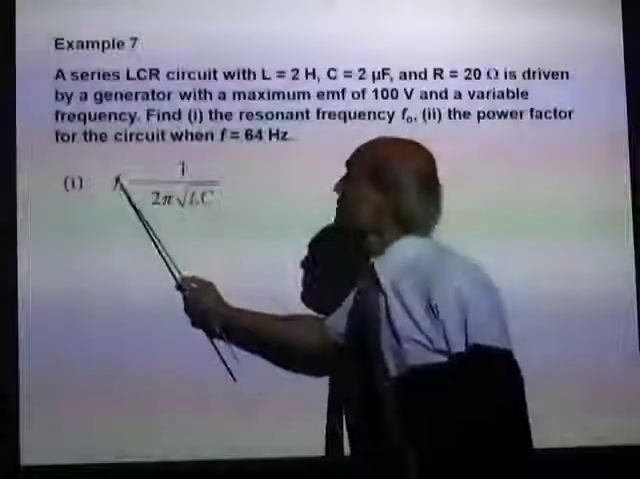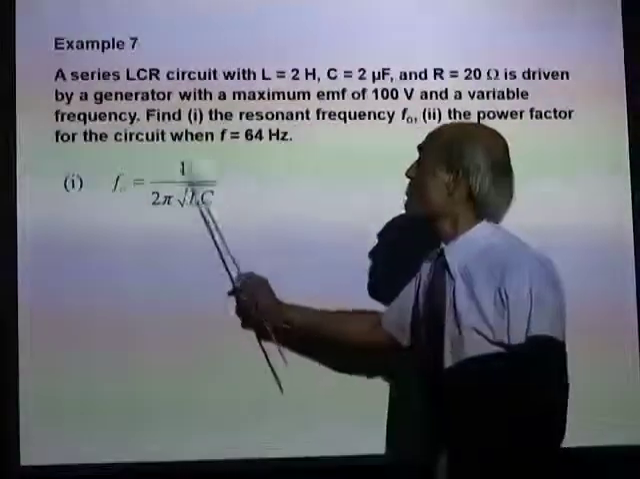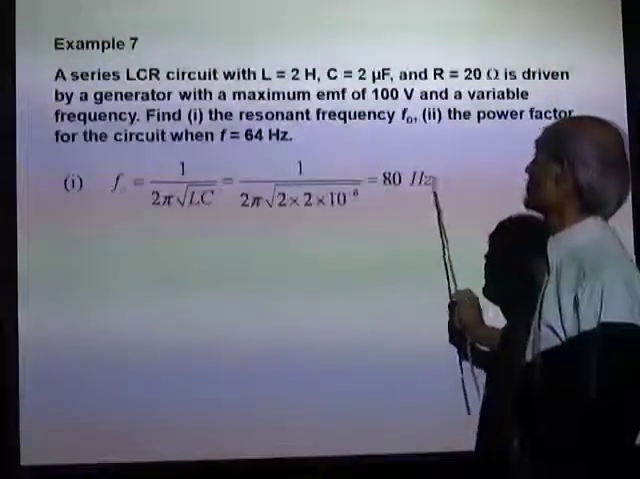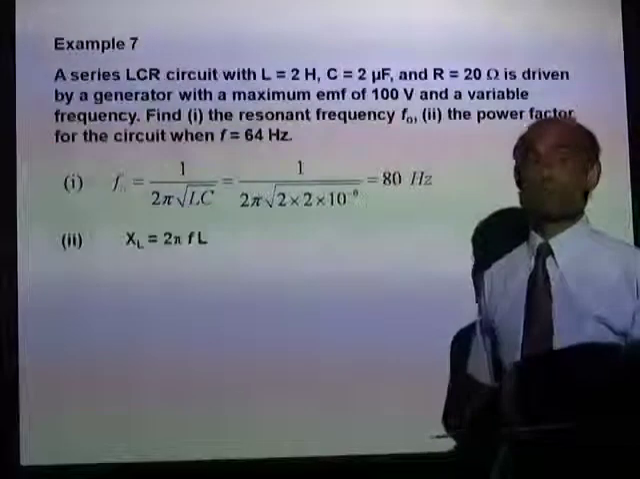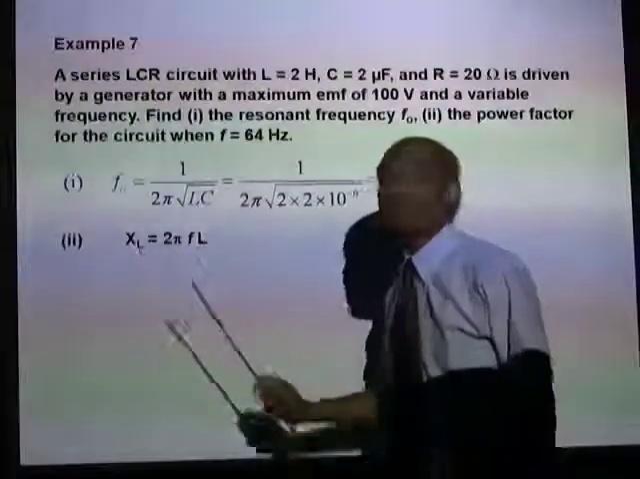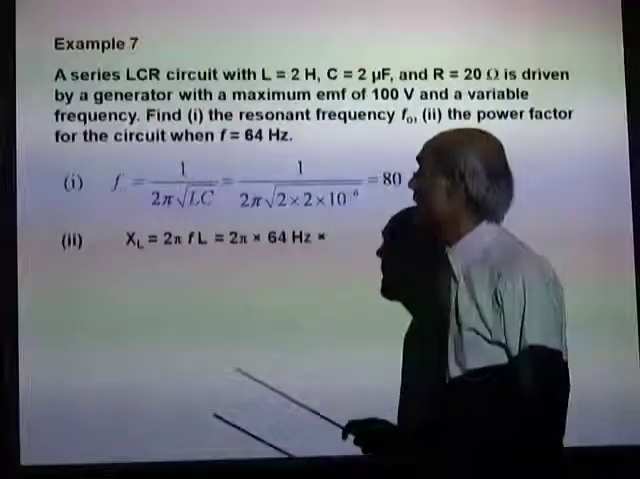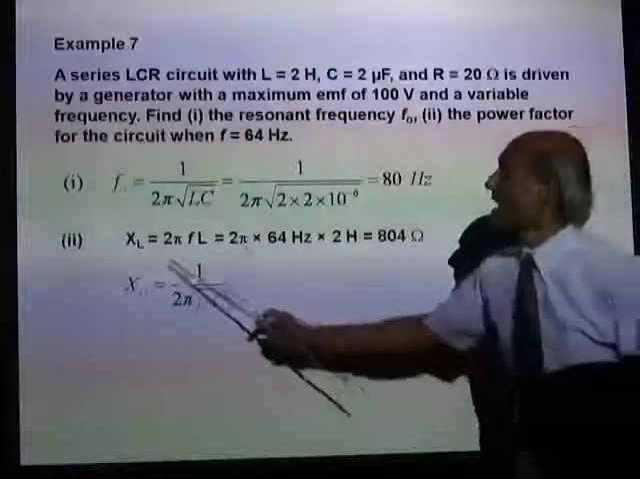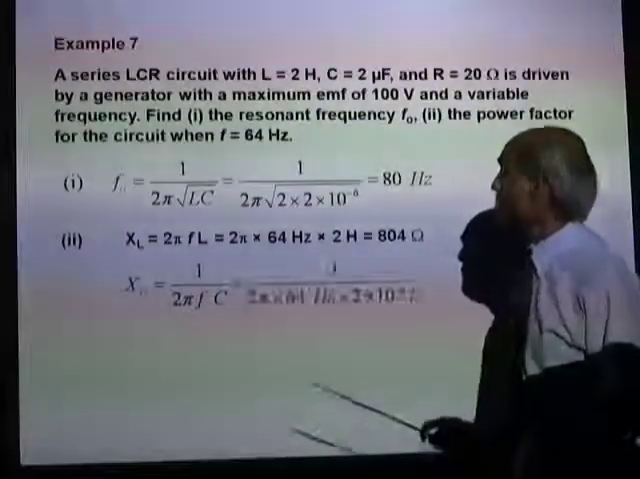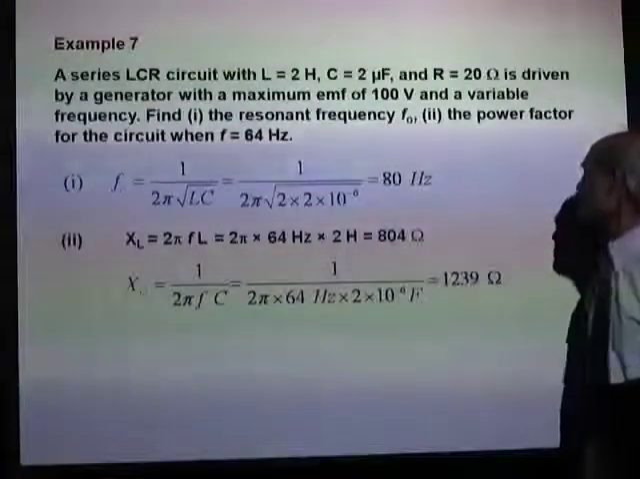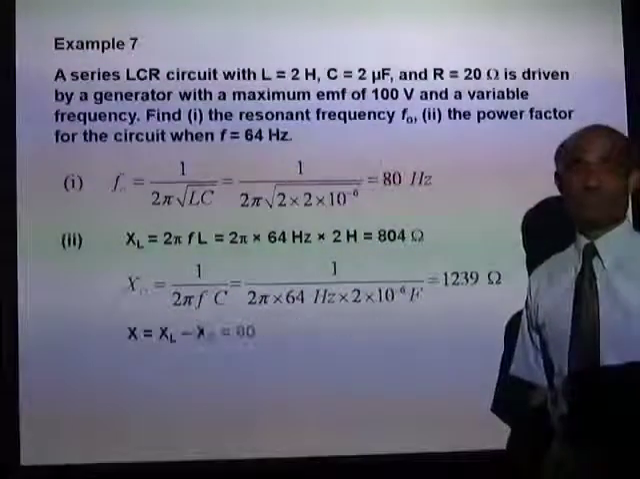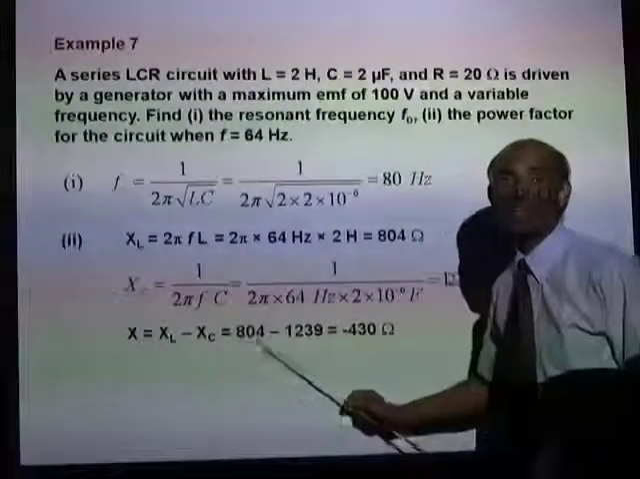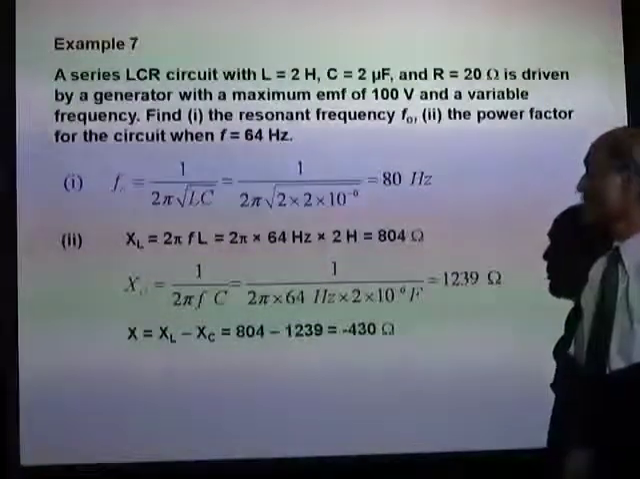Well, first, resonant frequency. F0 is 1 over 2 pi square root LC. We know all those values. The resonant frequency is 80 Hertz. The inductive reactance is 2 pi FL, and using the values we have, 804 ohm. And the capacitive reactance, by using the given values, is 1239 ohm. So what is the net reactance? Net reactance is XL minus XC, that is negative 430 ohm.